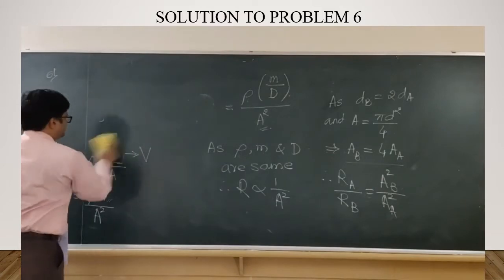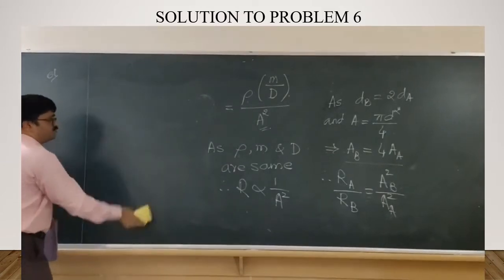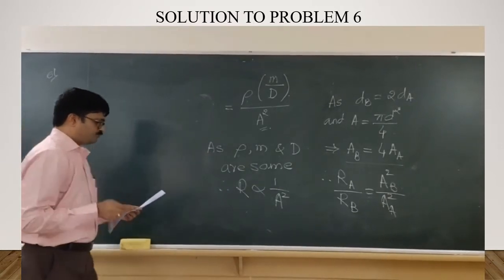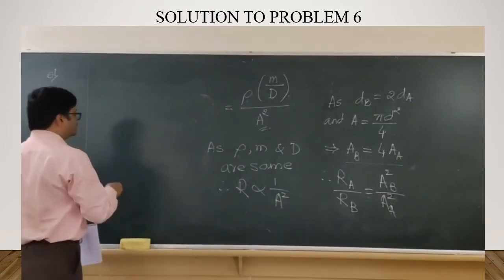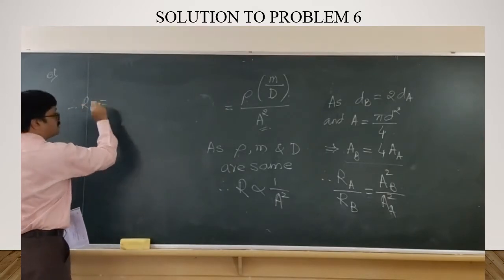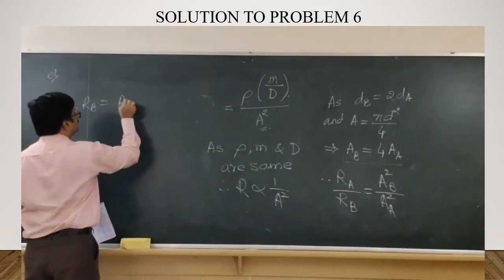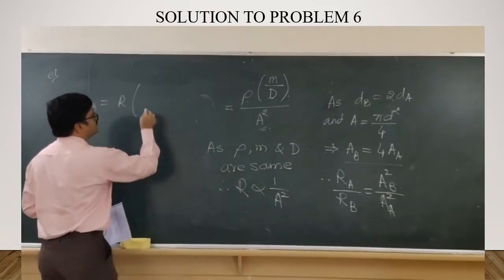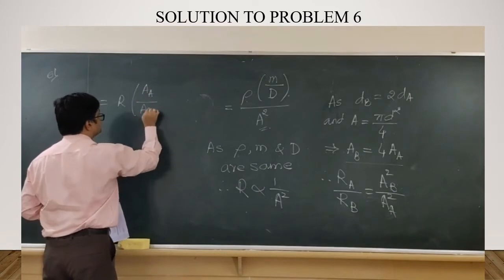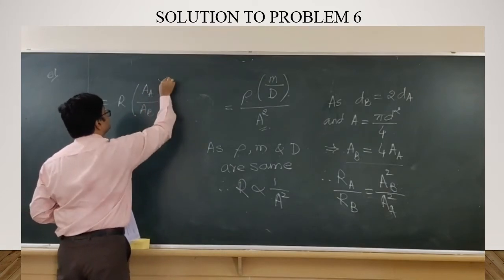Fine. Now we can solve this like a cakewalk. What are we supposed to find? The resistance of B. Therefore, RB is equal to RA into AA divided by AD, whole square.